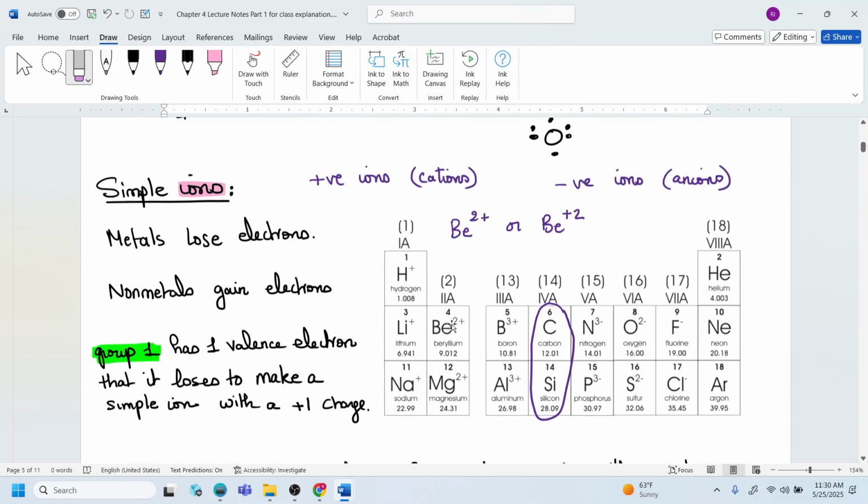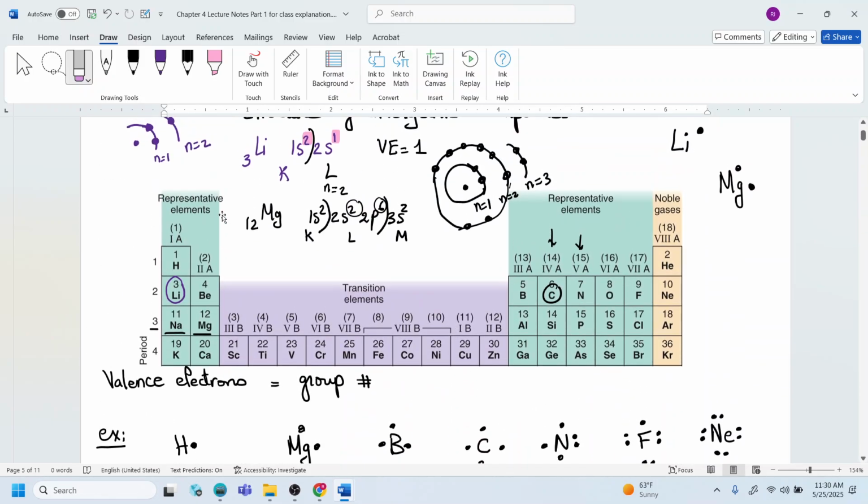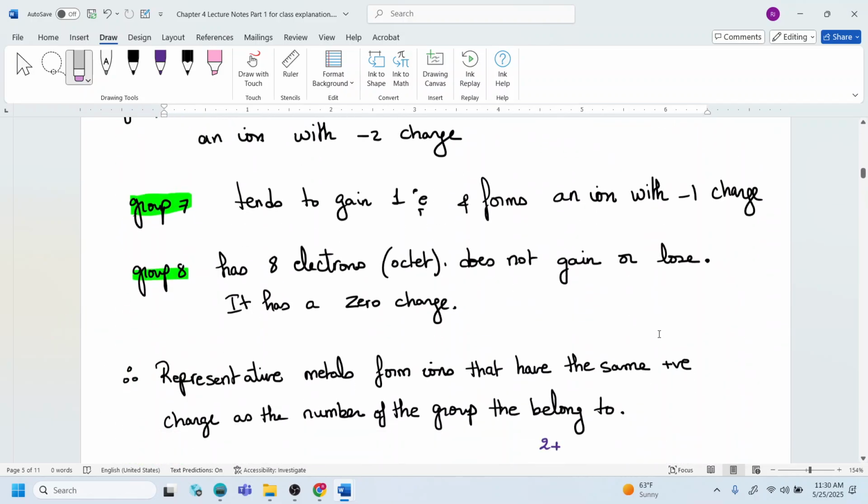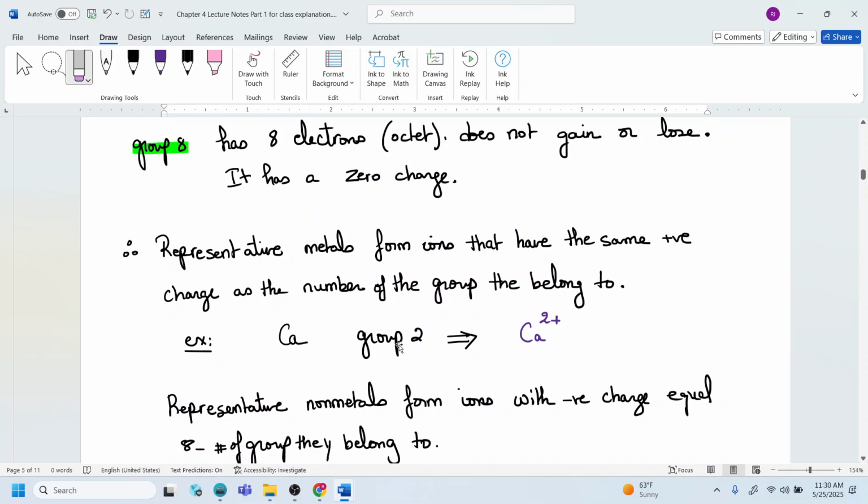Guys, just to refresh your memory about the representative elements. Representative elements are elements that belong to the periodic table other than the transition elements and the noble gases. We call those representative elements. So they are a combination between metals and nonmetals, excluding the transition elements and the noble gases. So in general, when we talk about a representative metal, they do form ions, and the ions they form have the same positive charge as the number of the group that they belong to. So you look at the metal in there and you see, okay, calcium is in the group number 2, so it is a plus 2 charge.